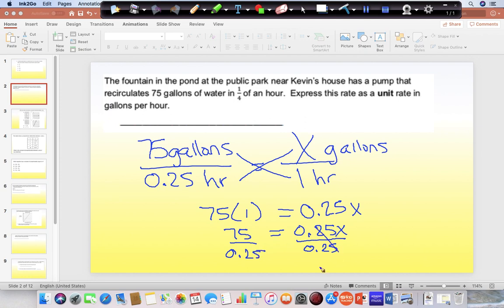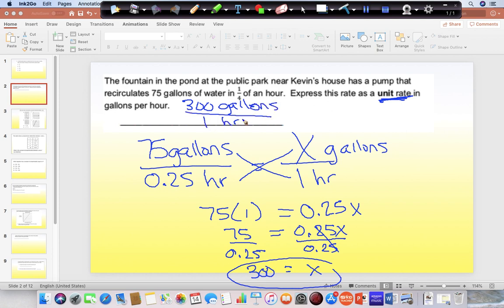Okay, so we are left with x on the right, and 75 divided by 0.25. You can do this part in your calculator, and that gives us 300. 300 is not our answer here. That is just what x is equal to. It wanted a unit rate, so that means we need to have a denominator of 1, and we need to make sure that our units are involved here. So 300 were the number of gallons per 1 hour. You could also write that as 300 gallons per hour, and that would also be correct.